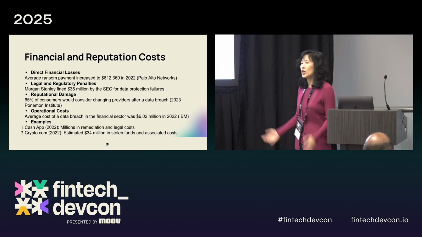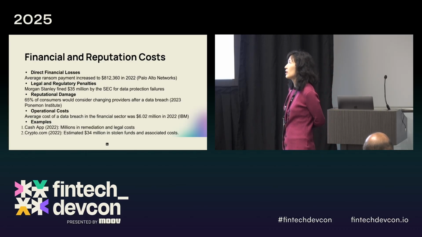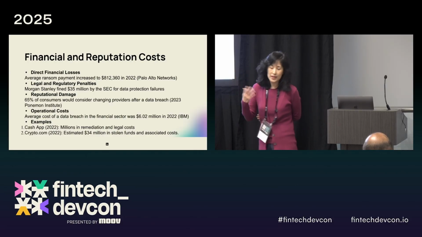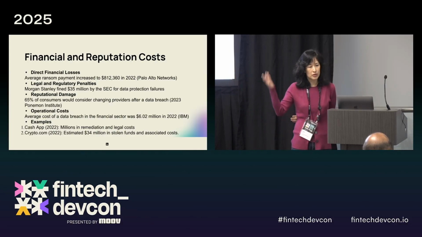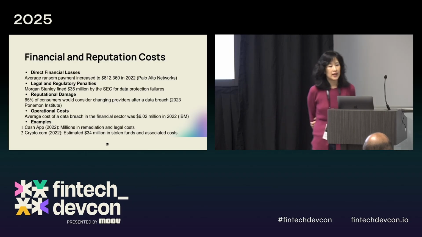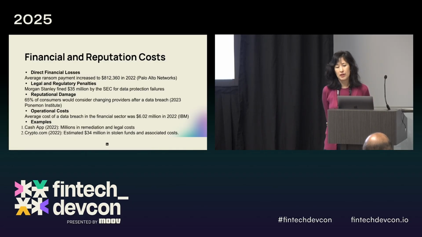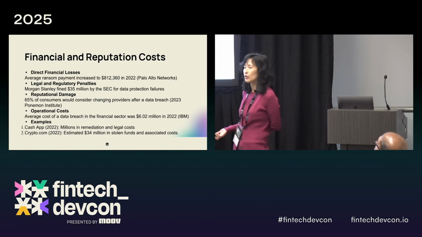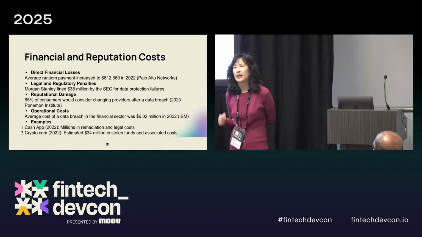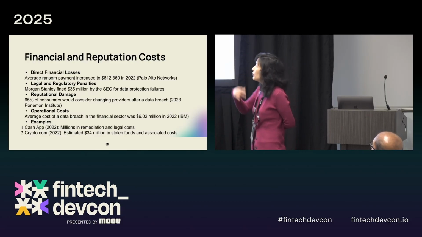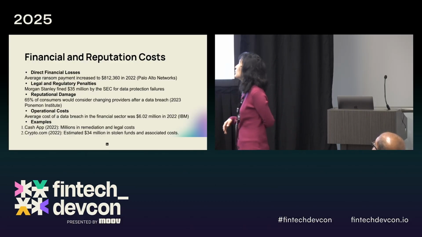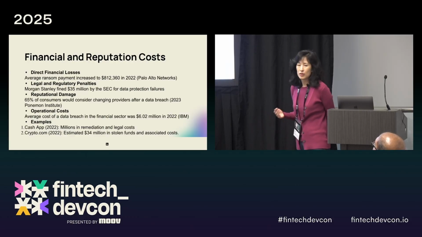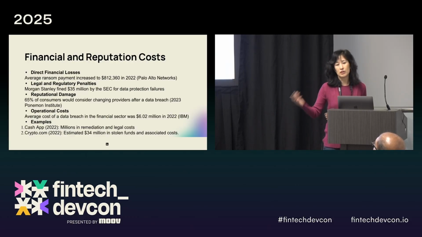So the costs are high. You are probably familiar with many of these. I'll just highlight a few. Ransom payments have gone up. Palo Alto Networks puts out a report of that increase every year. In terms of data breaches in the financial sector, if you're not aware, Ponemon Institute and IBM together put out a report every year, and that number also goes up. Specific to the financial sector, the average cost of a breach is $6 million. And those include costs like legal and regulatory penalties.